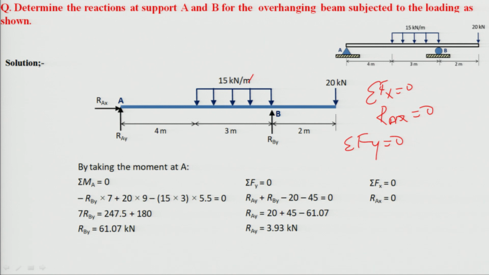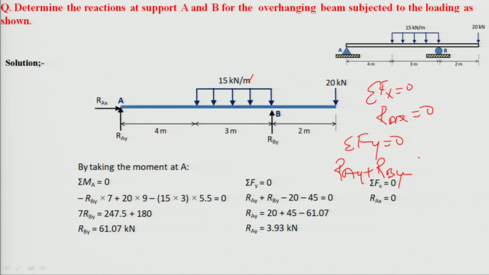Upward force is positive, downward force is negative. So, RAY plus RBY are the two upward forces. Now, what are the downward forces? This is the UDL. To find the net value of the UDL, we just multiply the intensity with the length over which the UDL is spread. This is the downward force.